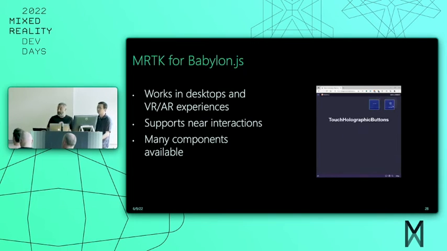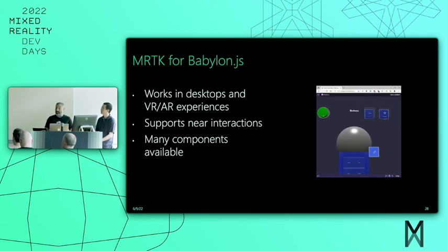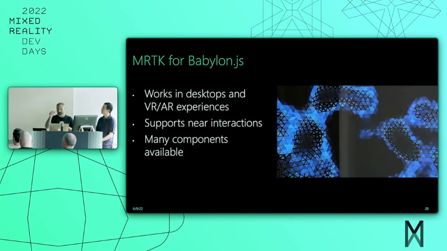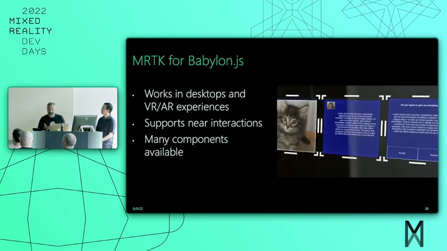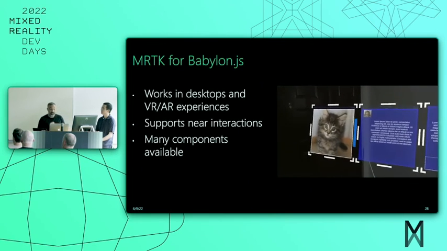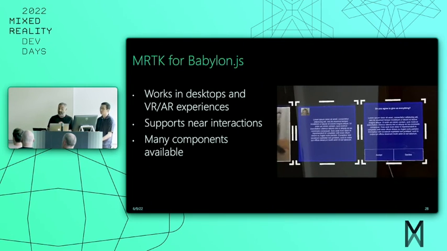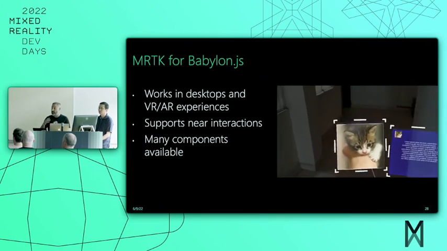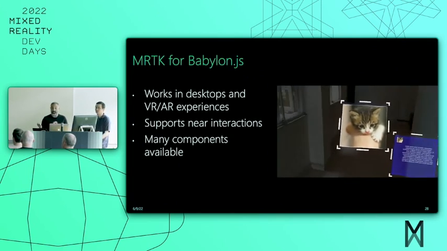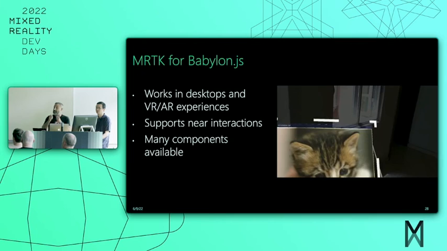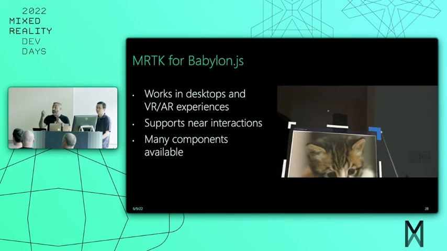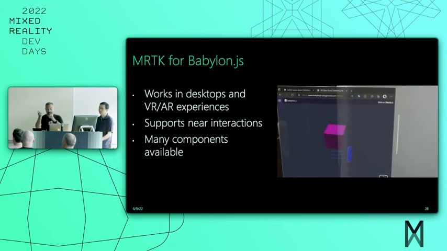It supports both controllers and near interactions, which means that if you enable the hand support, for example, on the HoloLens or in the Oculus browser, you can actually interact with the components with your hands. So you can press the buttons, you can pull, you can drag, and this is fully supported by Babylon.js. We support many components, the near menu, the hand menu, different styles of buttons. We have sliders, and we have gizmos, model gizmos or node gizmos that allow you to transform the node as you wish and rotate and translate it.